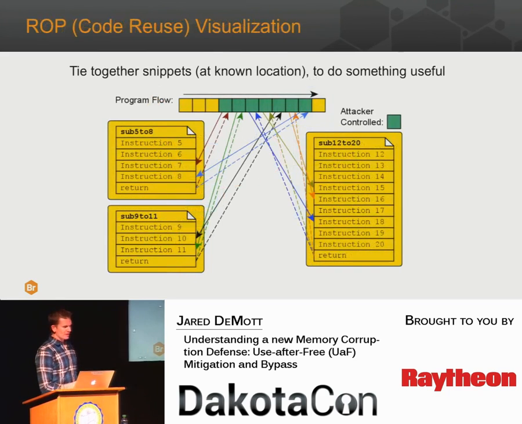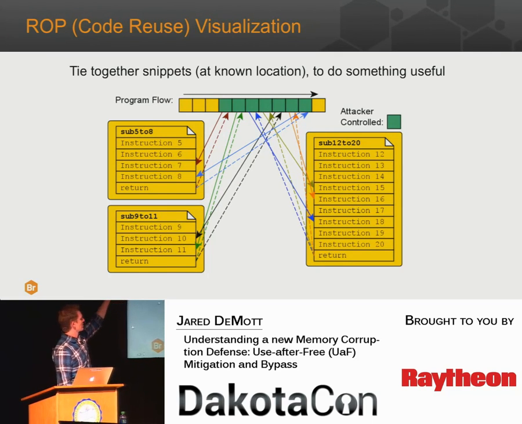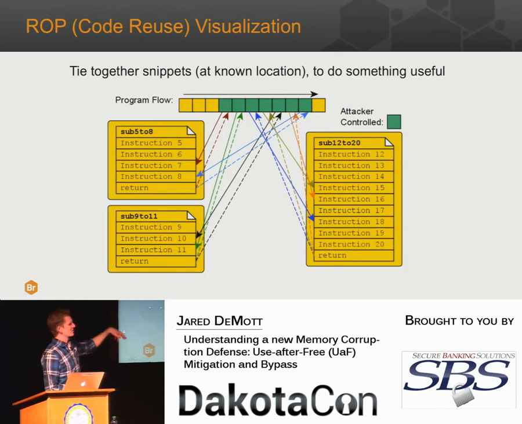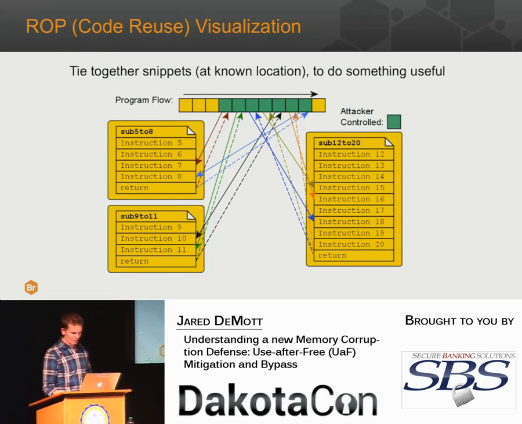If you're not familiar with ROP, I don't have time to go over it, but basically to visualize what happens, you return to some location like instruction 7, you do something, and then you hit a ret, which triggers the next instruction in this whole sequence of gadgets called a ROP chain. That's kind of how that works.